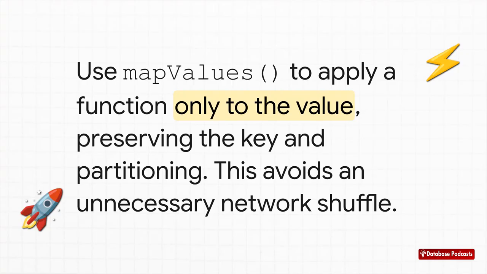For transforming values, Spark has this really clever optimization called mapValues. Let's say you want to square every value in your RDD. You could use a regular map, but Spark would assume you might have changed the key, and it might get ready for a big, unnecessary data shuffle. But with mapValues, you're promising Spark, hey, I'm only touching the value. That lets Spark completely skip the shuffle because it knows the keys and the way the data is partitioned haven't changed. It's a simple change that gives you a great performance boost.